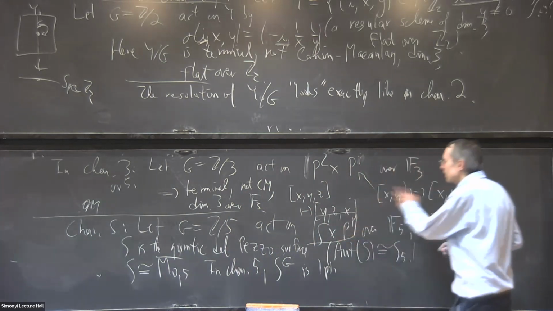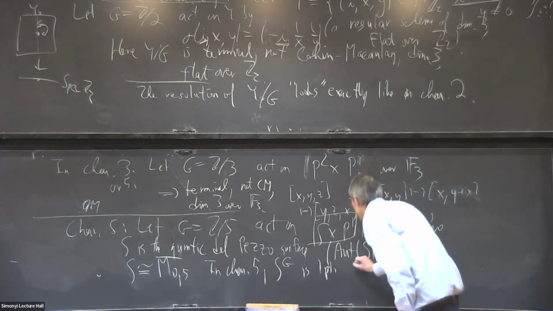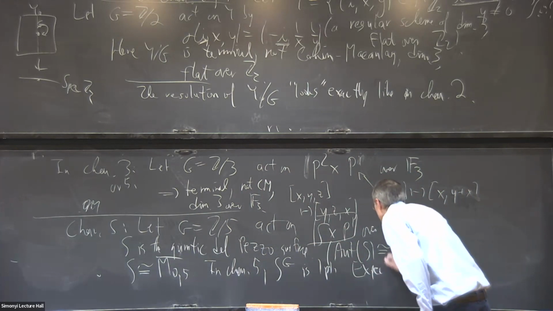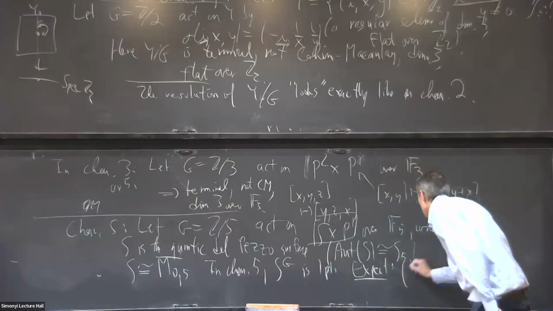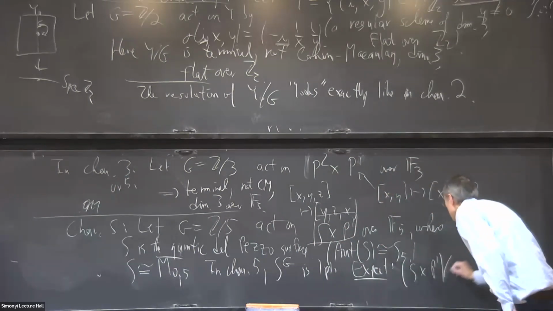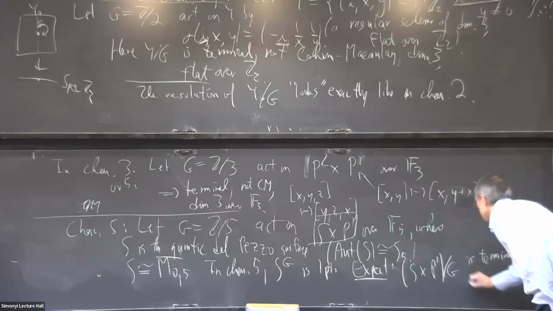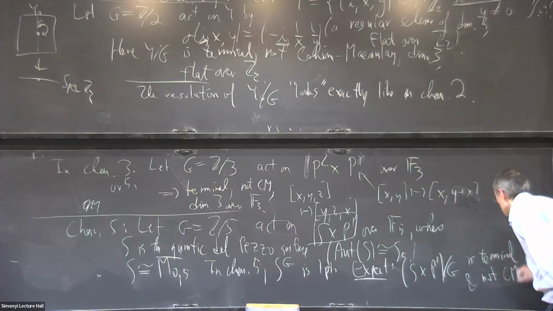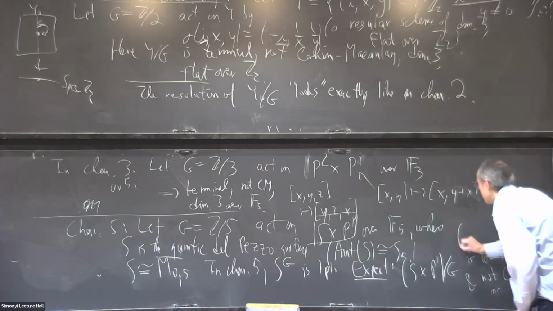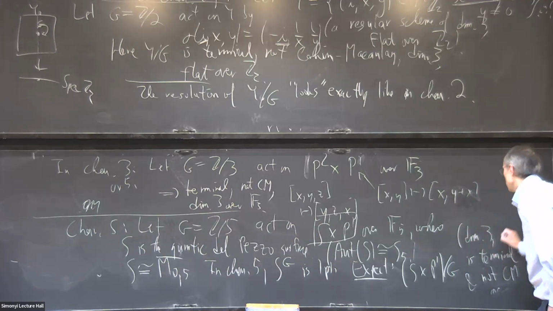The quotient is definitely not Cohen-Macaulay, and let's just say we expect this surface, or sorry, this threefold, is terminal and not Cohen-Macaulay. Just to write down the setup, this is dimension 3 and over F_5.